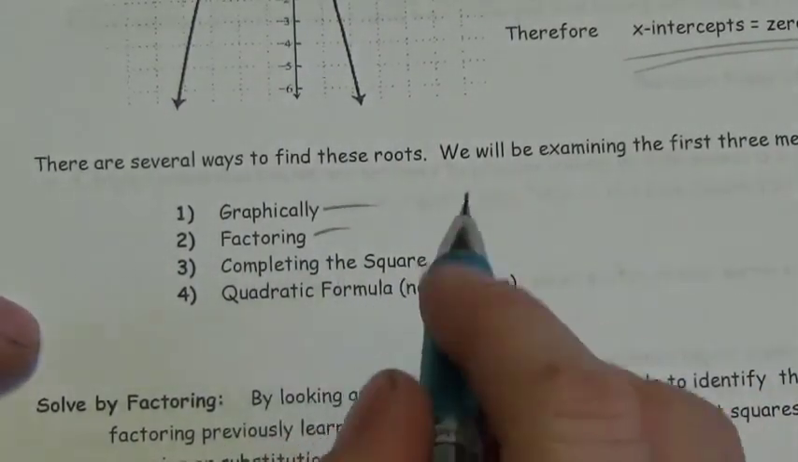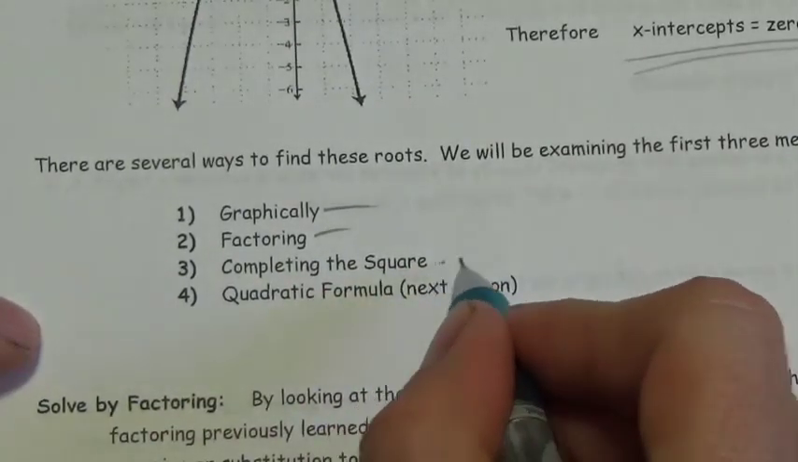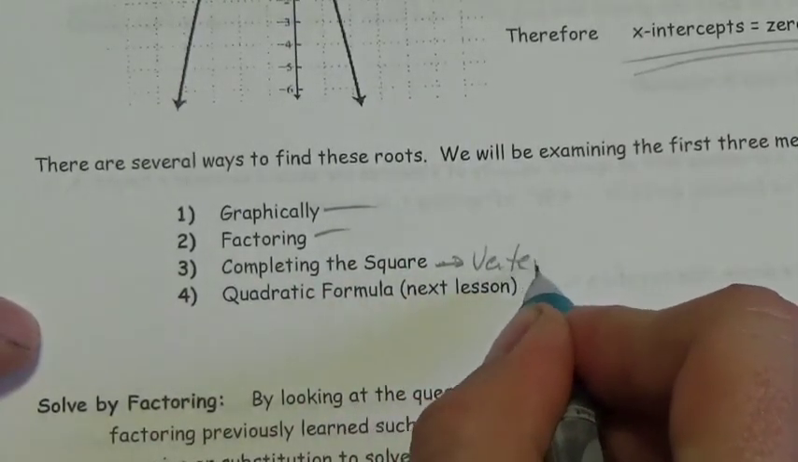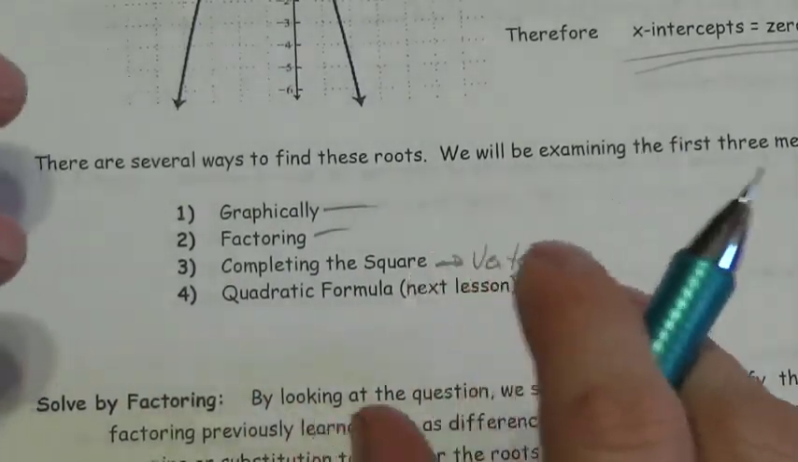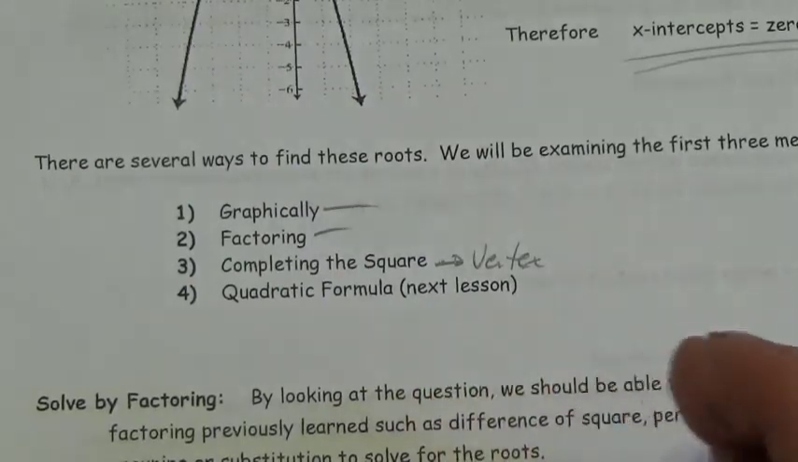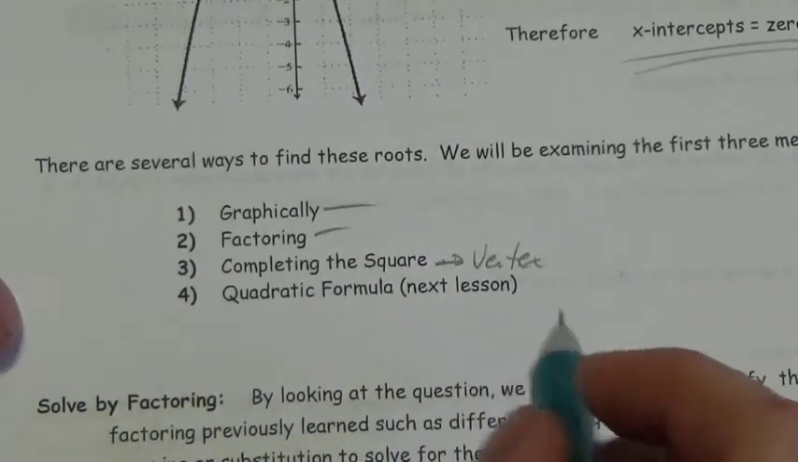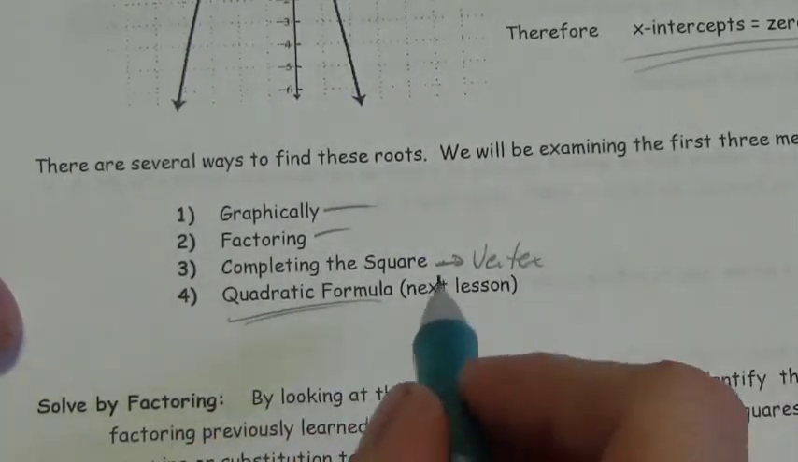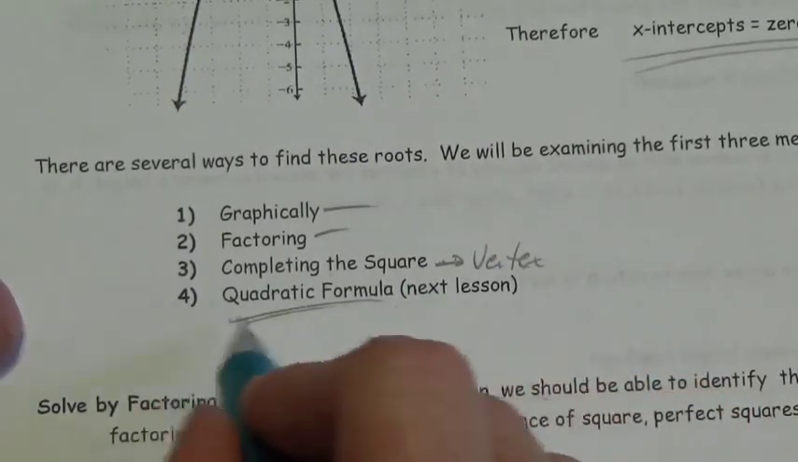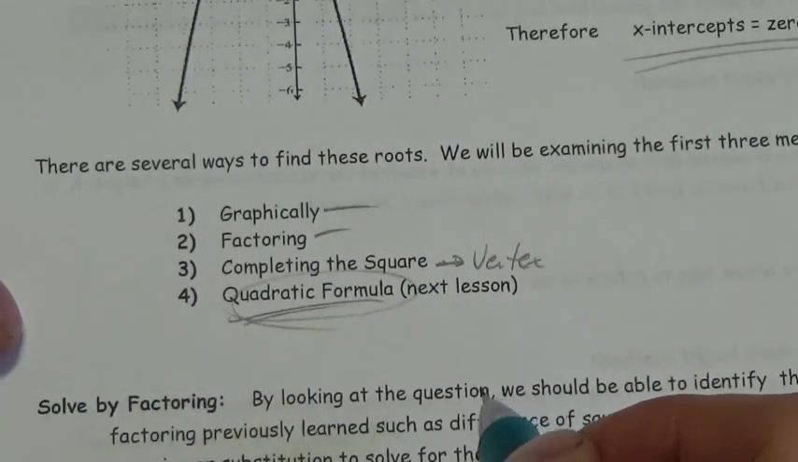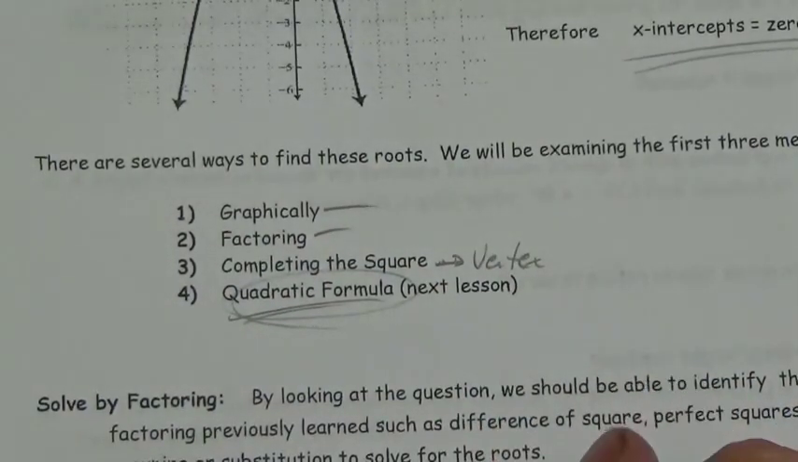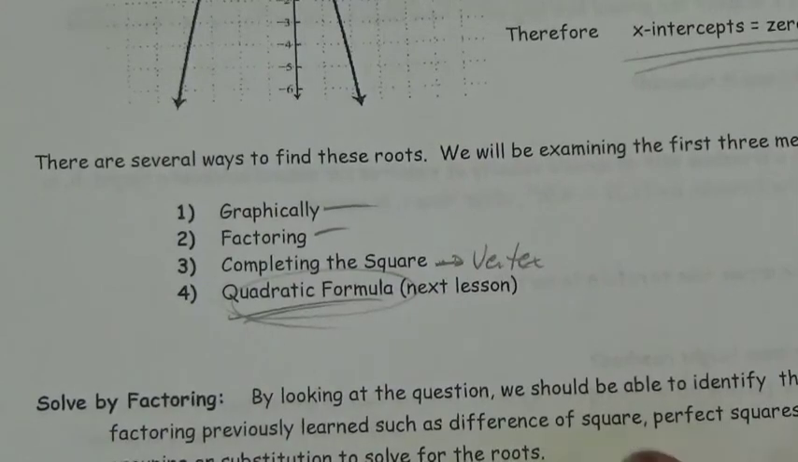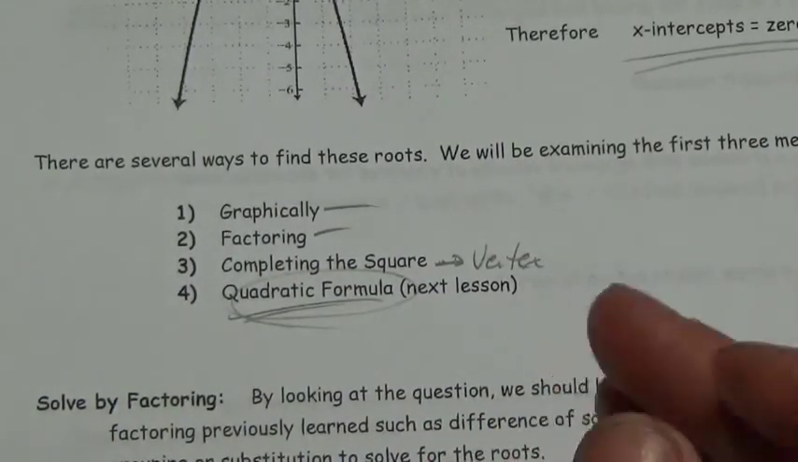You can also do this by completing the square. This is an interesting one because normally this finds the vertex, but I'm going to show you how you can use that method here. Once you get it into that vertex form, you can keep going to find the roots. And then lastly, we're going to take a look at the quadratic formula. We're going to do this in the next lesson because it's going to require a little bit more attention. But once you've got that quadratic formula, you're set. It's a great little tool. So now what we're going to do is approach this one method at a time.